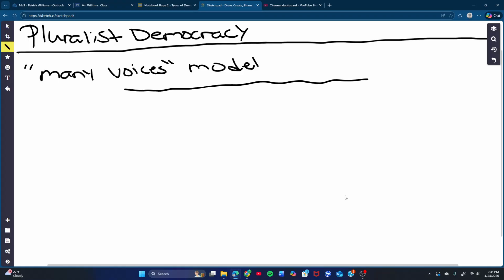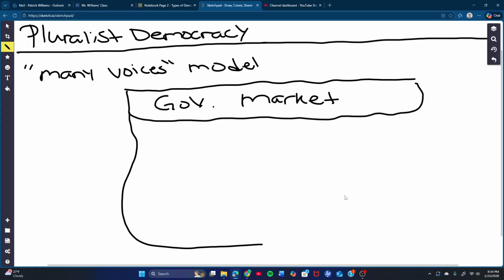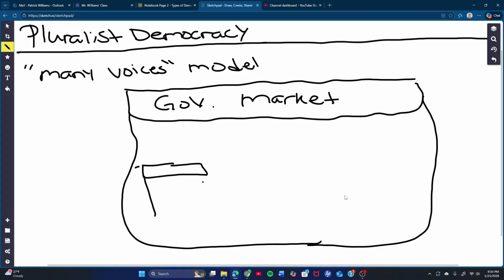So we can draw like a little market right here, right? We can call this the GOV, or government market. So at this government market, right, there's so many different people that are here selling different things, right? On this one stand, we got people selling, I don't know, what interest would they sell? They love trees. That is what they are lobbying for.